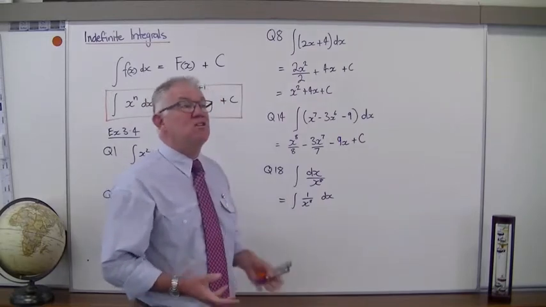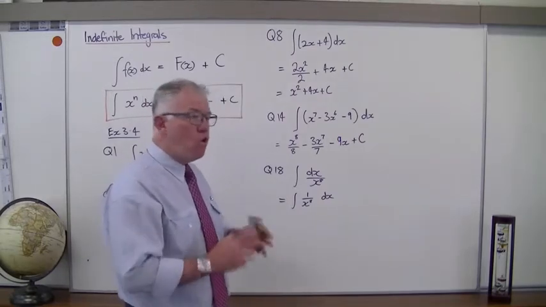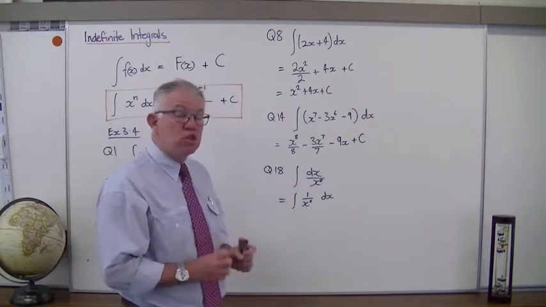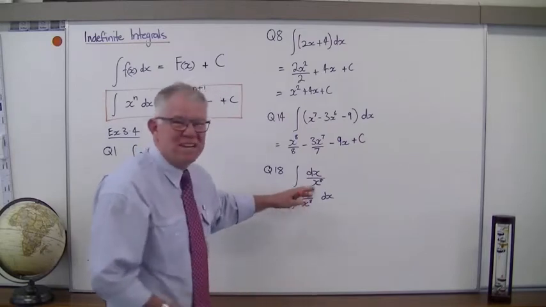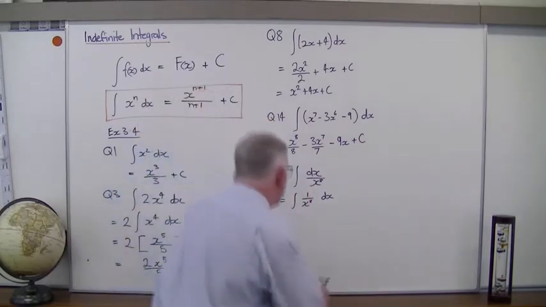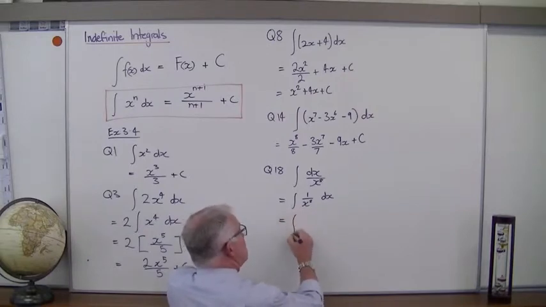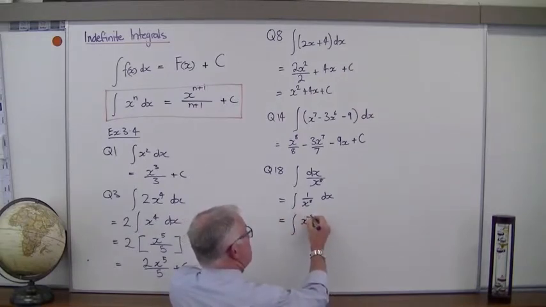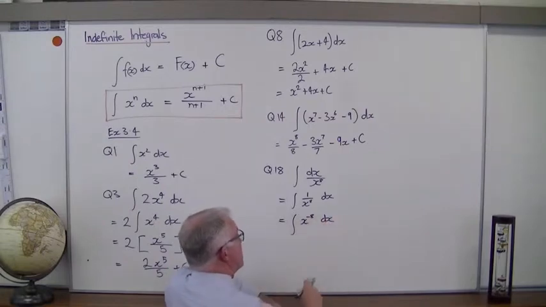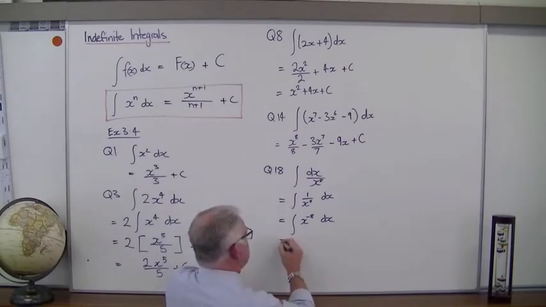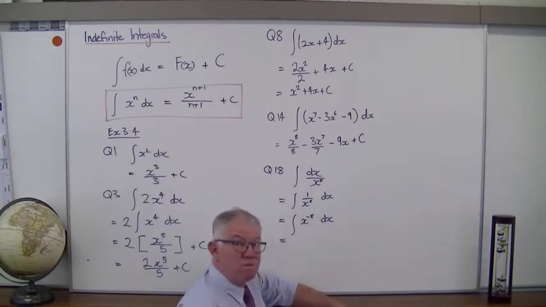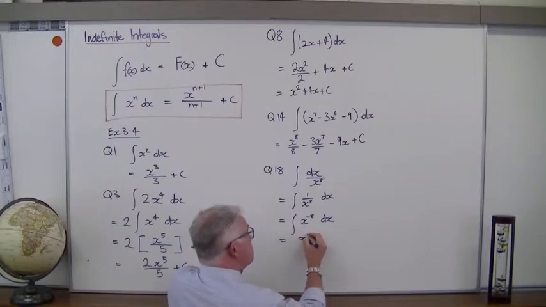Second thing is, in integration, as with differentiation, always change the function that you want to integrate into index form. At the moment this has got indices in it, but it's not fully in index form. What will make it fully in index form is if we write x to the power of minus 8 dx, and now it becomes a simple process of following this template. Minus 8 plus 1 will be minus 7, so we will end up with x to the power of minus 7 over minus 7 plus c.